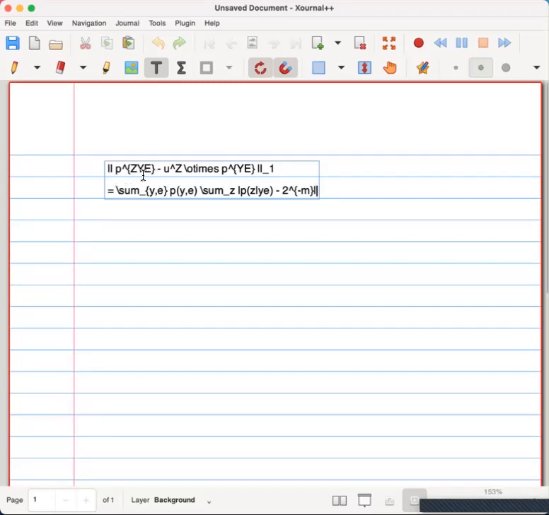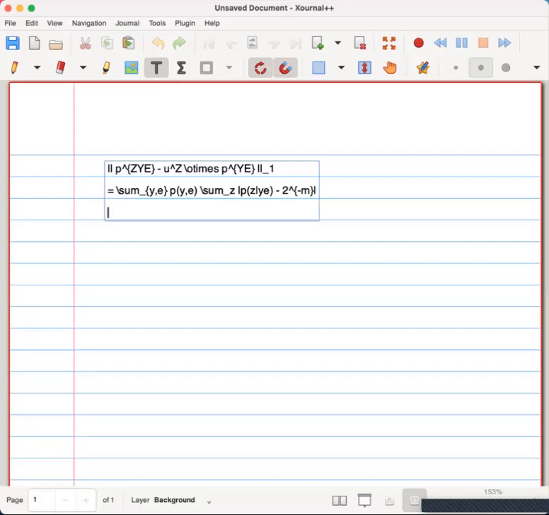The marginal on Y is the same in the first term as well as the second term. So I've just pulled it out, and now the difference coordinate-wise is only coming from Z. So I take the conditional probability on Z given YE, and for the second term, of course, UZ is in product with PYE, so there's just 2 to the power minus n. Take absolute values here. This is the precise description of the L1 distance.